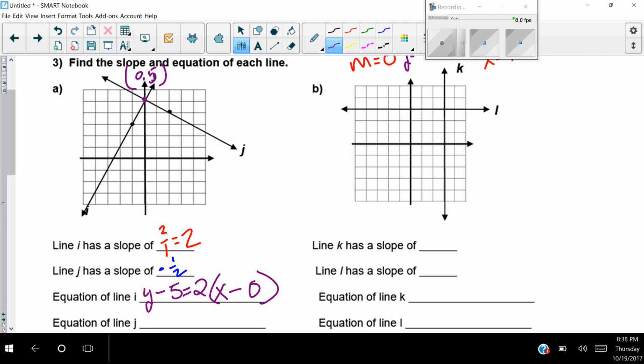Let's try B. If it's a vertical line, my slope is undefined. If it's a horizontal line, my slope is 0. So for L, my slope is 0, and for K, my slope is undefined.